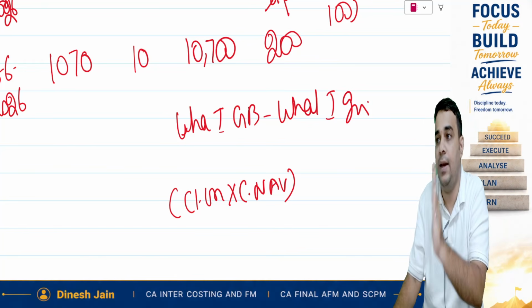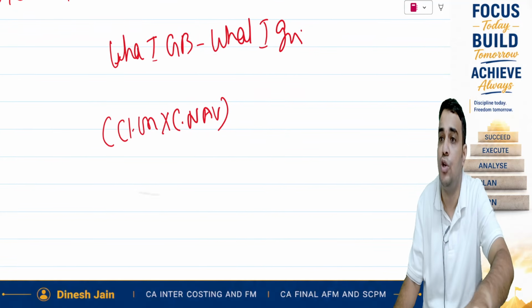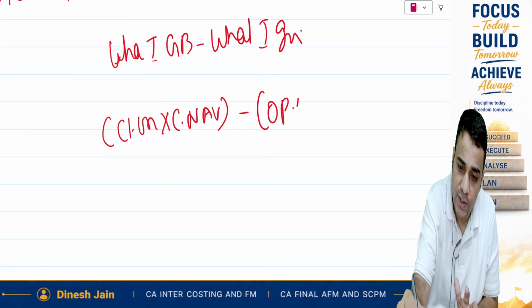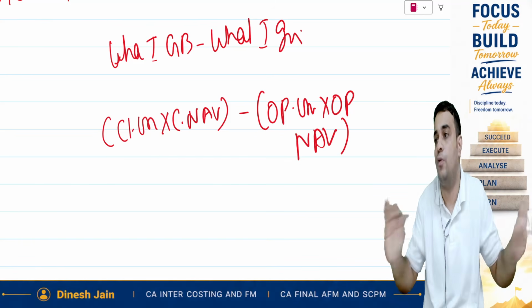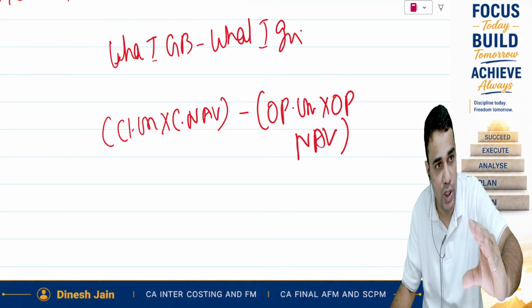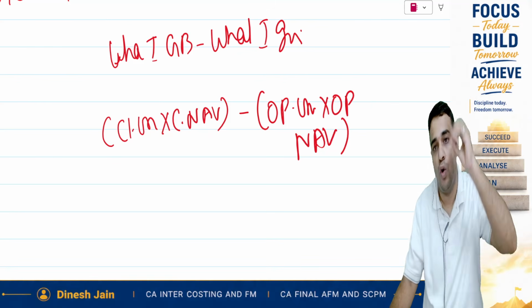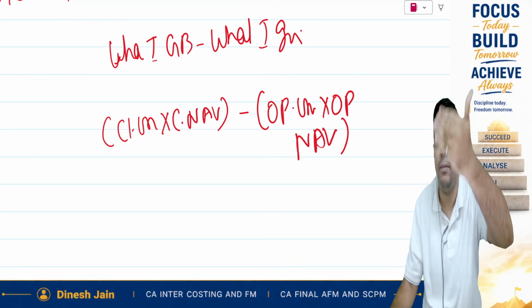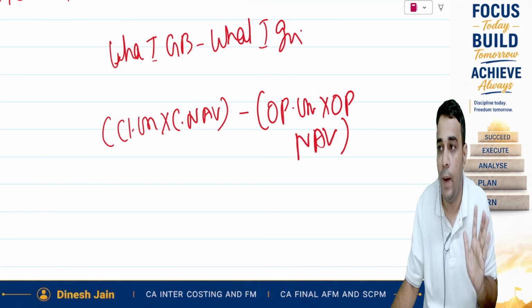NAV1, NAV0, D1, CG1. Closing units into closing NAV. Opening units into opening NAV. No dividend income, no CG1 income, I don't get any of that income. I get closing units into closing NAV, opening units into opening NAV, divided by opening, into 12 by M, or without 12 by M.